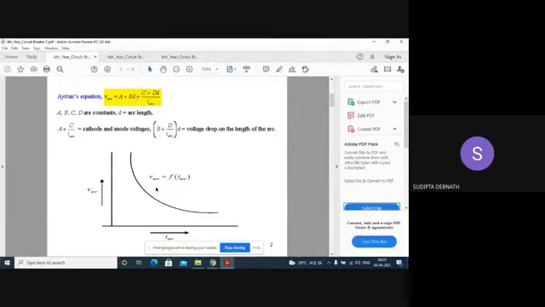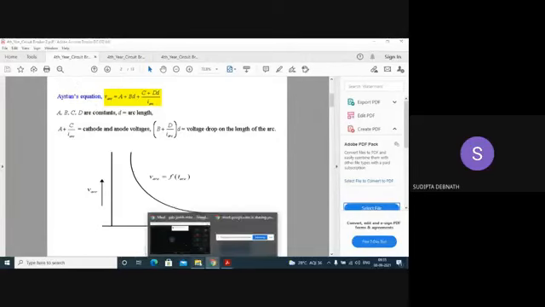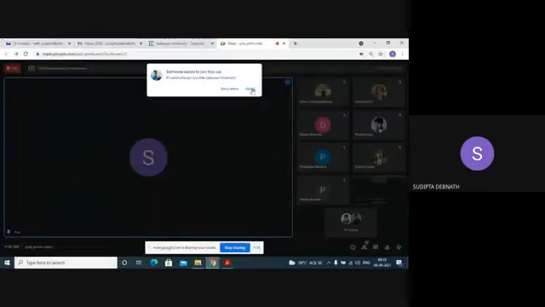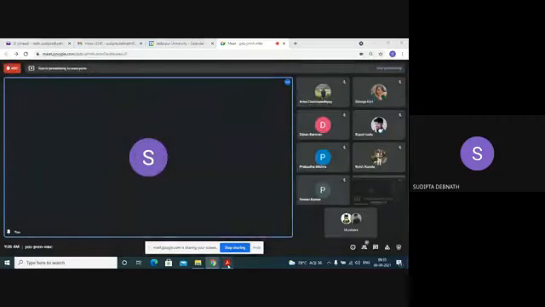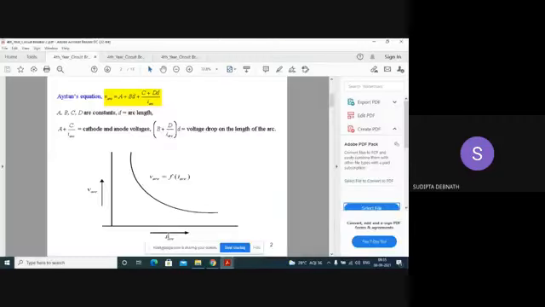Now, this is the equation. So this A and C by I arc, these are the cathode and anode voltages, and the term that is associated with the length is the voltage drop across the length of the arc. Okay. So this is the equation.